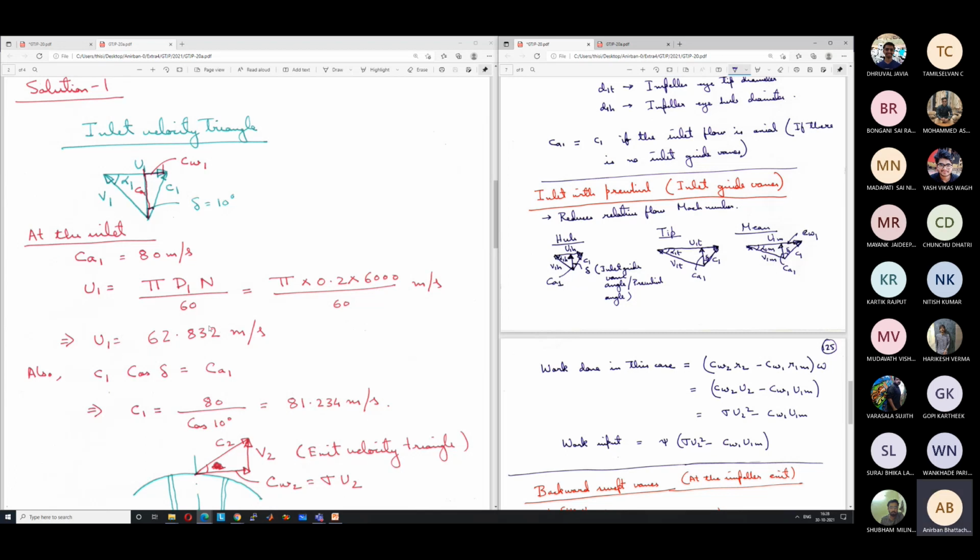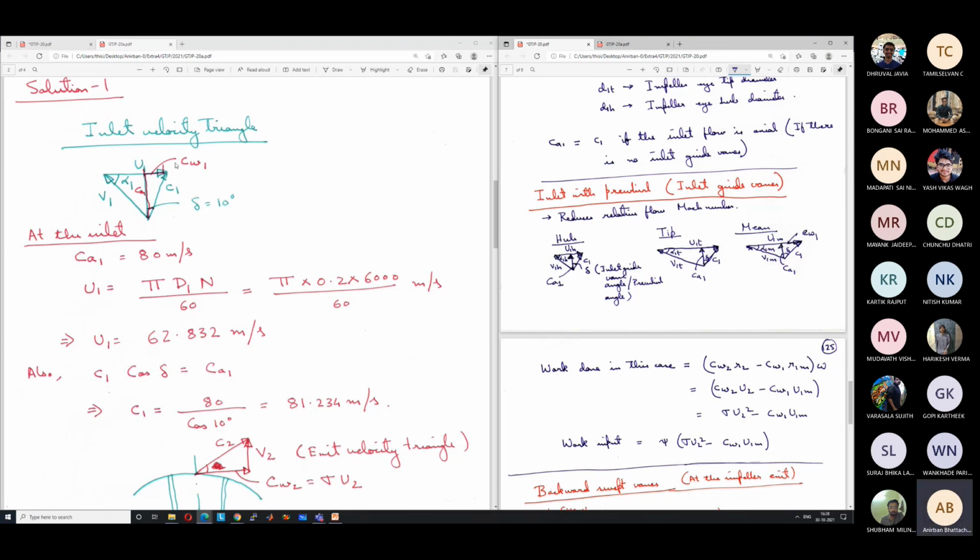Because rotational speed we have taken very less, all the velocities will come out very less. Slightly lower than realistic values. Anyway, U1 is equal to 62.832 meter per second. So U1 will be required later. And we need to know also CW1, that we will calculate later.